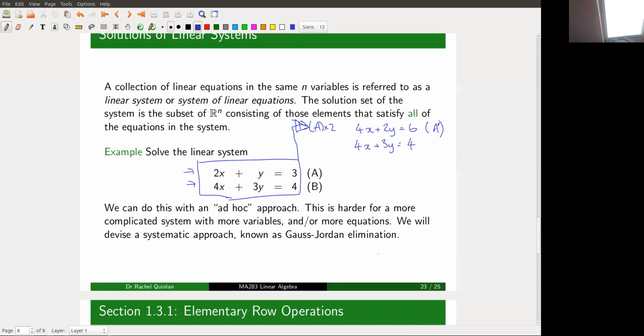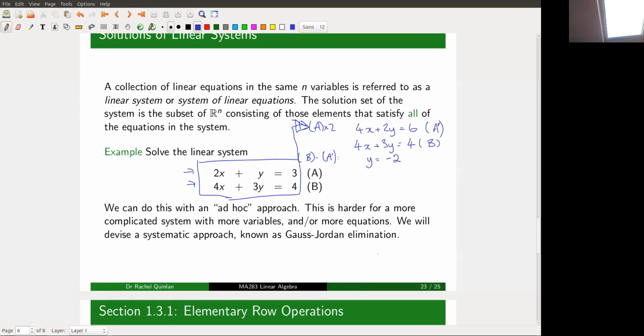And then what we might do is observe that if we have a pair of numbers x and y that satisfy both of those equations, then they must also have the property that when we subtract one of these equations from the other, this pair should still be a solution of that equation. So this is B. If we take equation B minus equation A dash, we get 0x plus 3y minus 2y is y. 4 minus 6 is minus 2.